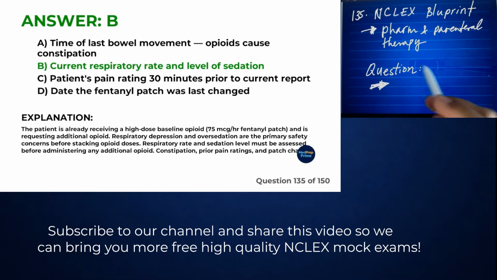Correct answer, B. The patient is already receiving a high-dose baseline opioid, a 75 mcg per hour fentanyl patch, and is requesting additional opioid. Respiratory depression and oversedation are the primary safety concerns before stacking opioid doses. Respiratory rate and sedation level must be assessed before administering any additional opioid. Constipation, prior pain ratings, and patch change dates are relevant, but do not carry the same immediate safety urgency as respiratory assessment before adding breakthrough analgesia.